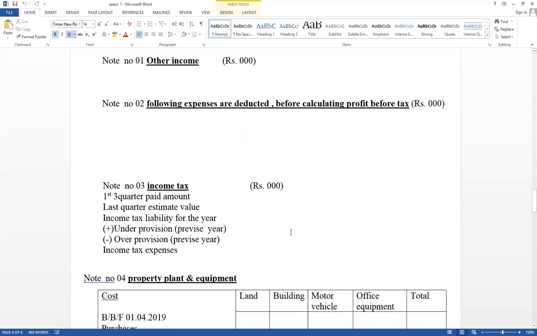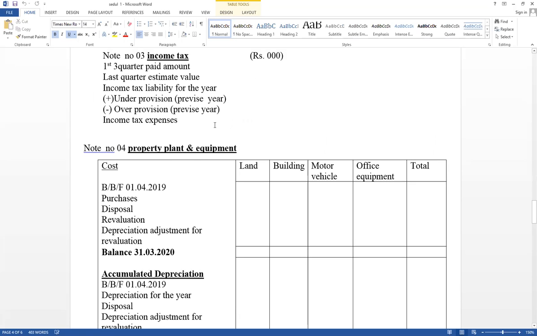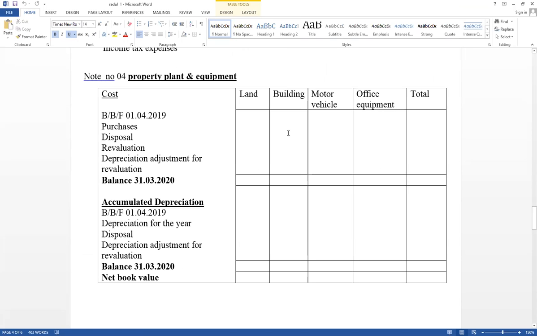Then property, plant and equipment. Think about disposal, revaluation, exchange, changes in estimates, and depreciation on straight line basis and reducing balance methods. Information relevant for property, plant and equipment should be disclosed in a separate note. You have to prepare a note like that. Important part, property, plant and equipment.